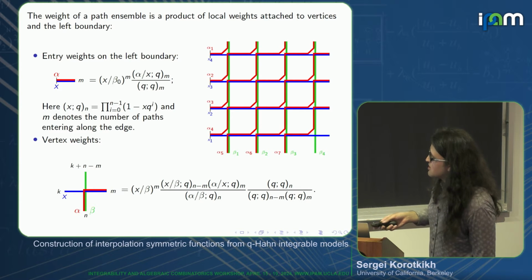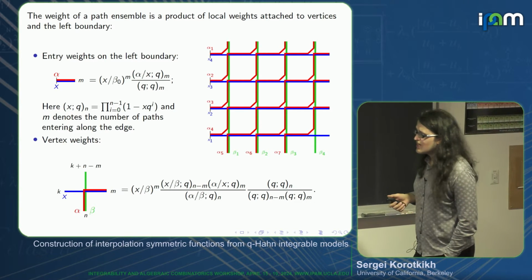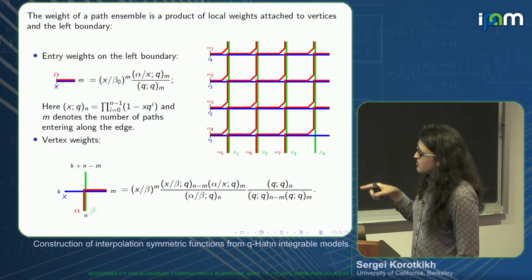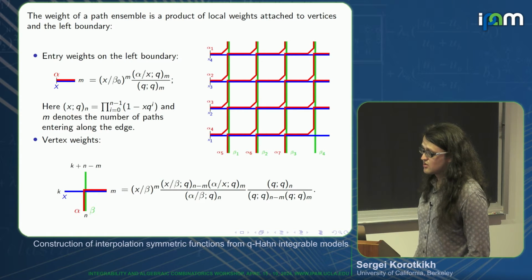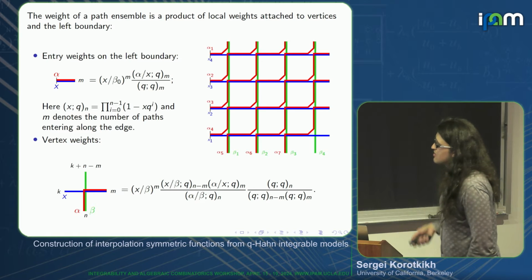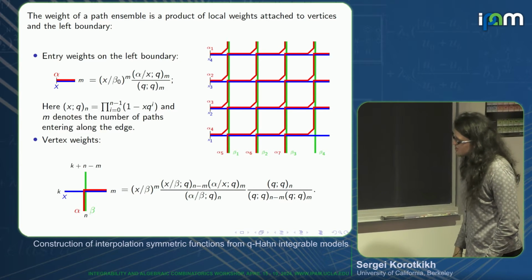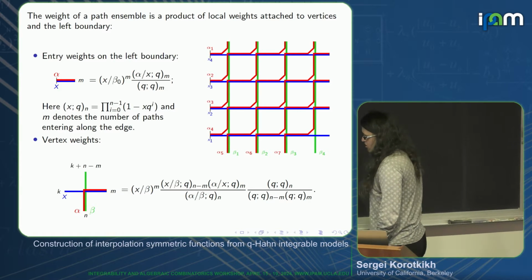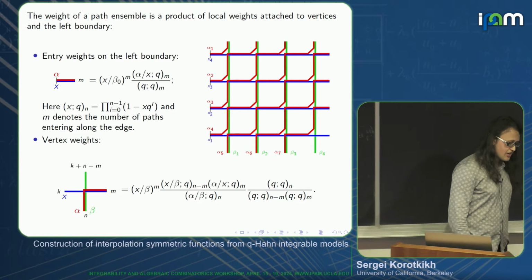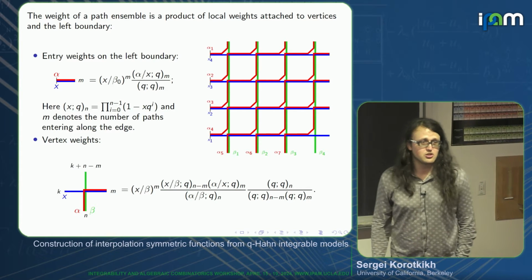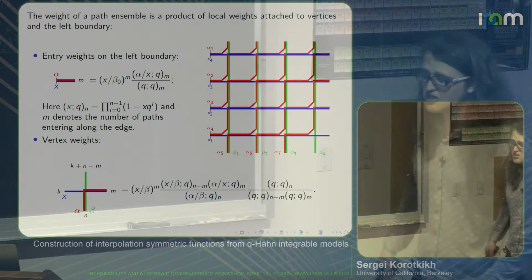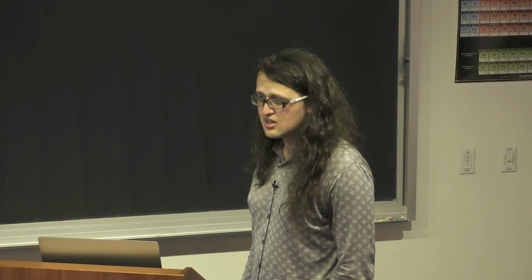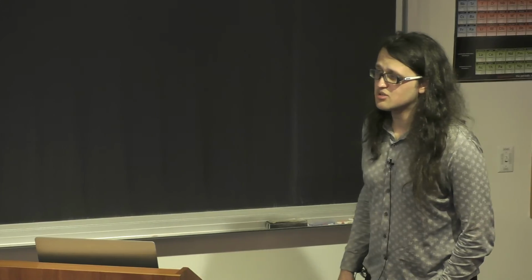For the vertex weight, it will depend on these three parameters, x, beta, and alpha. x corresponds to the row, beta corresponds to the column, and alpha corresponds to one of these zigzag paths which crosses this vertex. The weight itself is written here. It's again some combination of q-Gamma symbols. It's not so important what it is. Probably the more important thing is that this weight is actually the orthogonality weight of the so-called q-Hahn orthogonal polynomials. That's why this whole class of weights is referred to as q-Hahn weights, and that's why I'm using the name q-Hahn for all these models.